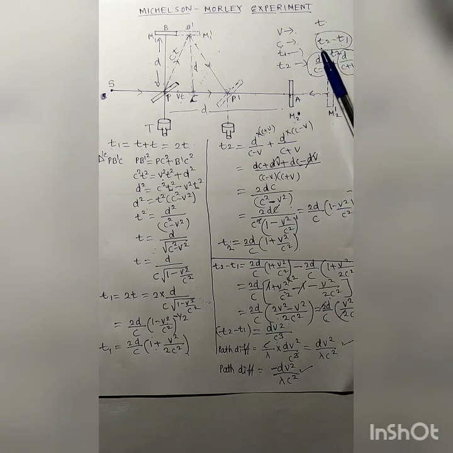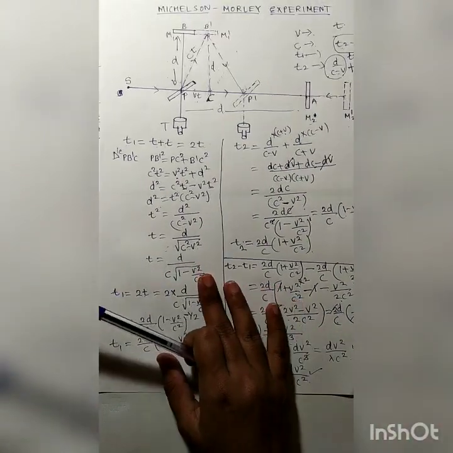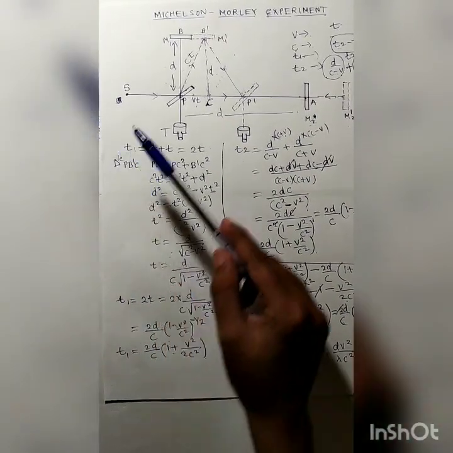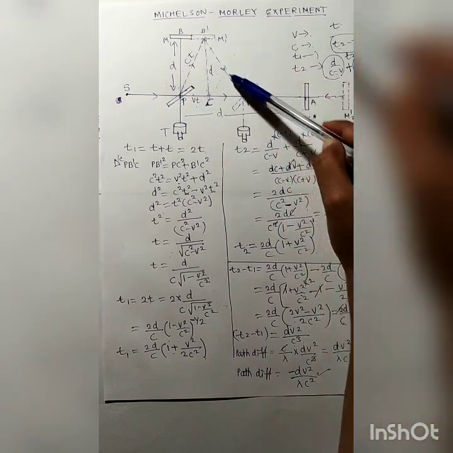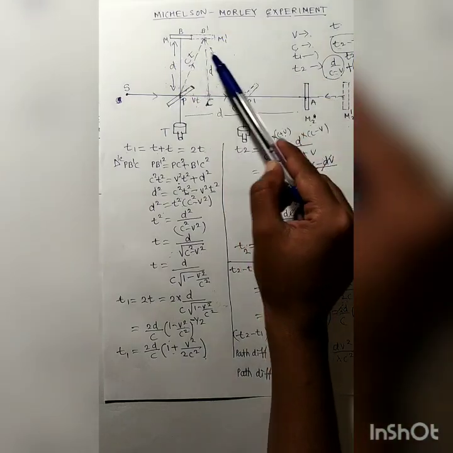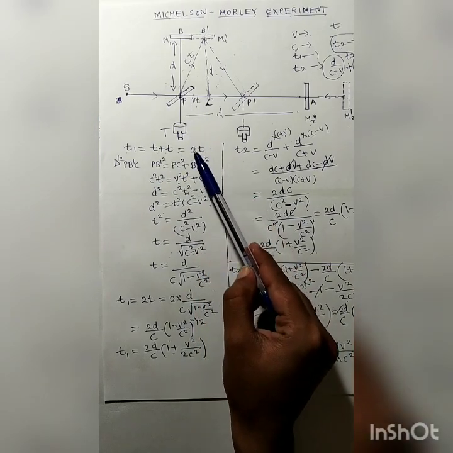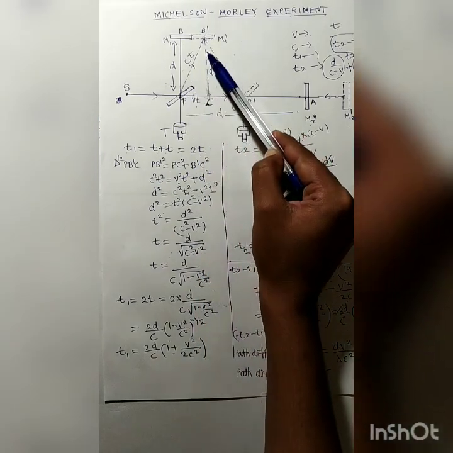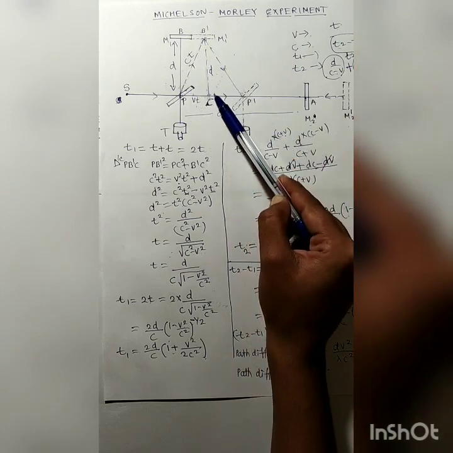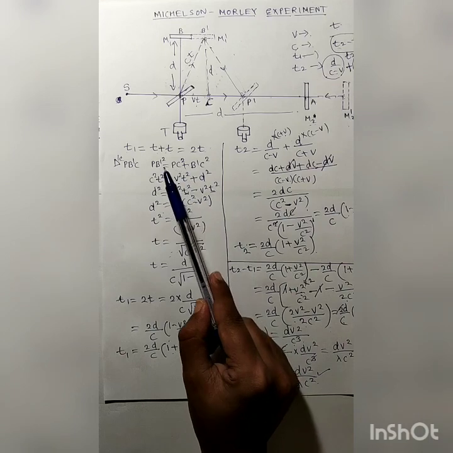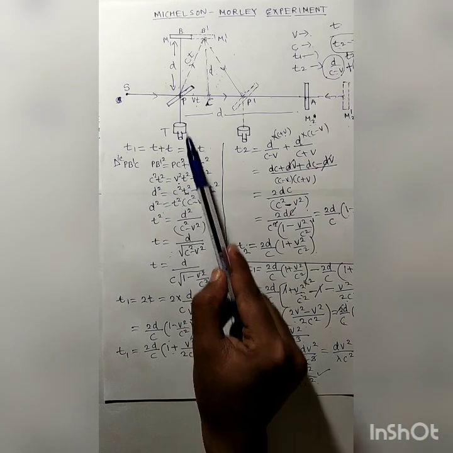To calculate this T2 minus T1, first T1 we will calculate. We know T1 is equal to, while moving T time and while coming back T time. So both the times are the same. That's why T plus T is equal to 2T. And to find this time we will consider a right angle triangle P B dash C. From that triangle apply the Pythagoras theorem, substitute all the values.